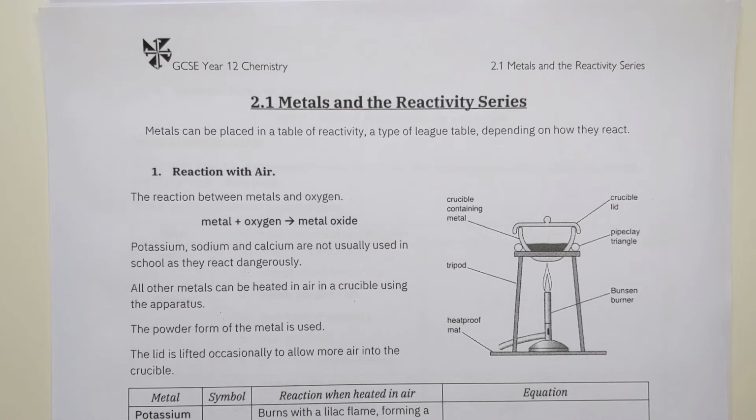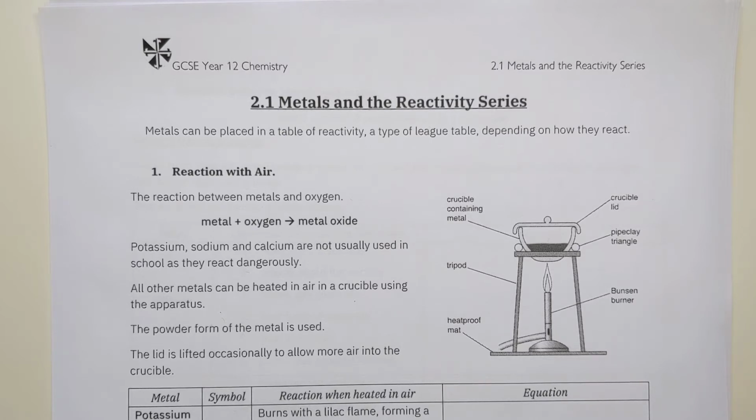So the first topic we look at in Year 12 Chemistry is called Metals and the Reactivity Series. It's quite a good topic to start with because it uses a lot of the skills you've looked at in Year 11 Chemistry. In this topic there's going to be a lot of reactions, a lot of observations and a lot of chemical equations.